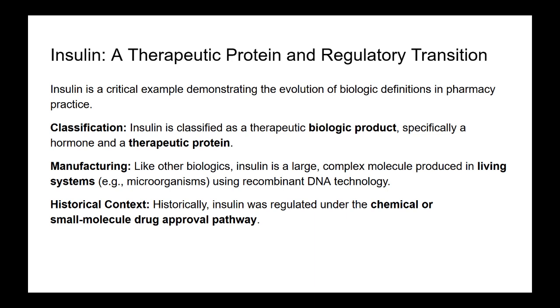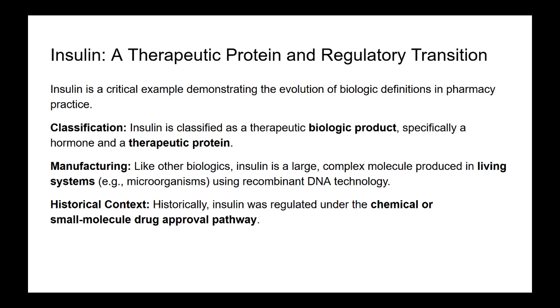The section titled Regulatory Transition and Implications of Biosimilars discusses the recent regulatory changes affecting insulin and how these changes influence its clinical management. Insulin plays a crucial role in the therapeutic landscape, and understanding its regulatory history is key to comprehending its current usage. In the past, insulin was classified and regulated as a chemical or small molecule drug, despite the fact that it is produced from living cells. This historical classification has implications for its regulation and development.